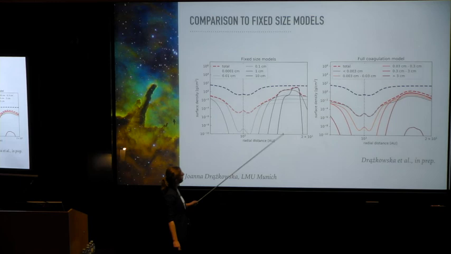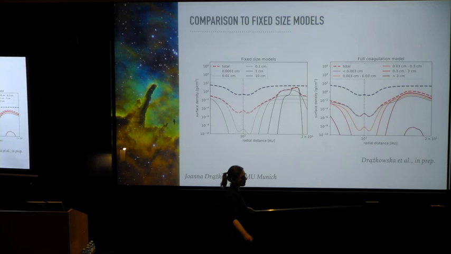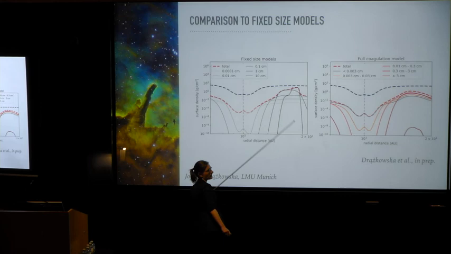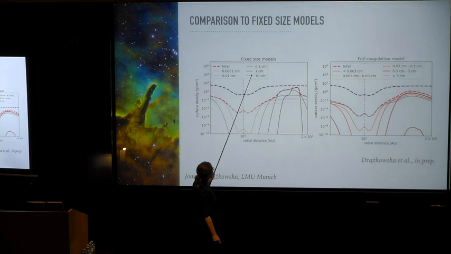Roughly in the same place, but if you sum up all these sizes, then it depends on what you assumed for the overall size distribution. And here I assumed an MRN distribution. It also very much depends on what you assume for your maximum size. There is actually no way of knowing what your maximum size would be if you don't do some kind of coagulation estimate beforehand. So I think it's still worth doing some estimate, at least a simple one, to know what this maximum size would be, because most of the mass in an MRN distribution will be in this maximum size.